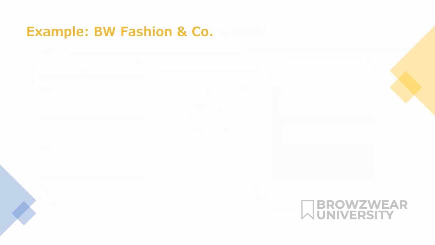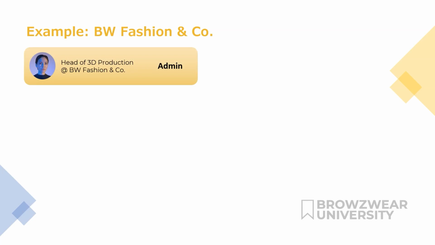Here's an example of a company's permission role structure in Stylezone. This example structure for Browswear Fashion & Co. uses some common apparel job titles, but roles may differ from brand to brand. We have the head of 3D production in the company who oversees all the users and suppliers on their Stylezone site. Thus, she is the admin and will be able to edit and adjust user roles and settings for all other users.